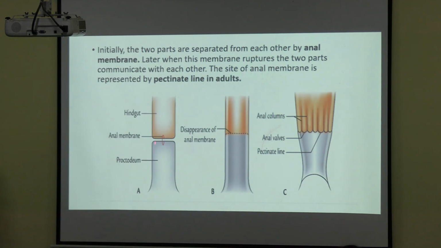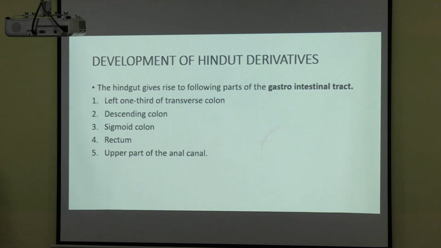Okay. Here we have hindgut and we have proctodium. Between the hindgut and proctodium, we have anal membrane. During the development process, your anal membrane will disappear or it will go under the rupture. Once the rupture takes place, your hindgut will communicate with your proctodium. This communicated part, we call it as pectinate line in the adults. So, this is upper 1/3 which is developing from your hindgut, and this is the lower 2/3 part which is developing from the proctodium. That is why here we have only mentioned upper part of the anal canal, not the lower part.